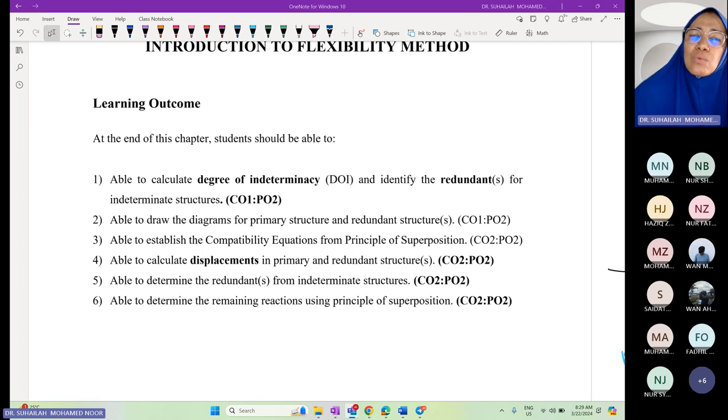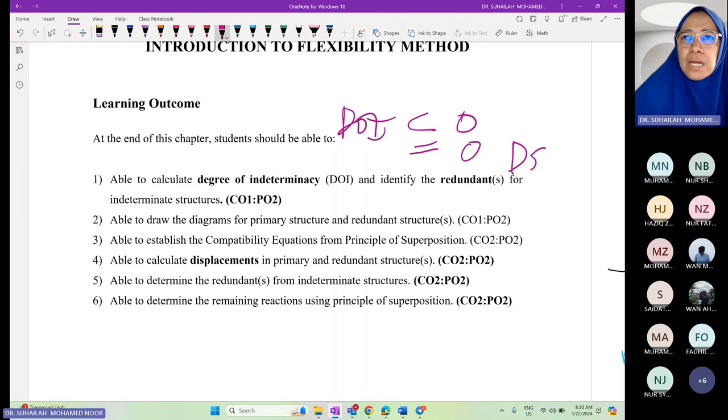If DOI is less than zero, what happened? What is the name of the structure when DOI is less than zero? Unstable. So we have three categories. If DOI is less than zero, we call it unstable. If equal to zero, it is a determinate structure.